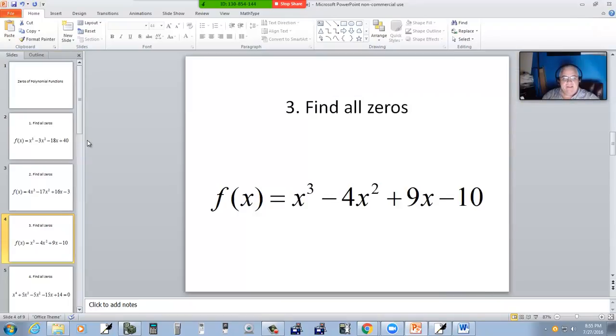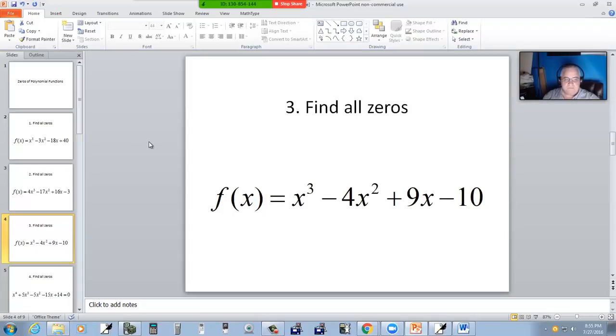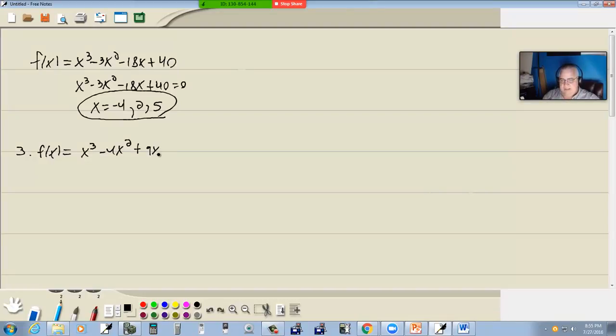You've got f of x is equal to x to the third minus 4x squared plus 9x minus 10. Now again, we're trying to find a 0, so we'll set it equal to 0. So we've got x to the third minus 4x squared plus 9x minus 10 equal to 0. The largest power is 3, which means we're going to have 3 answers by the fundamental theorem of algebra. Let's go to the calculator and see what the calculator gives us for answers.